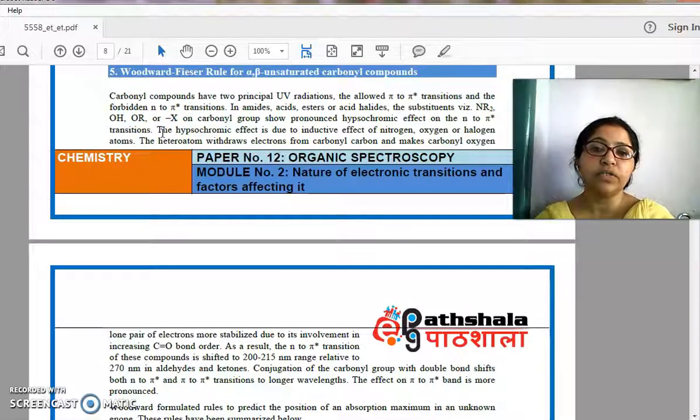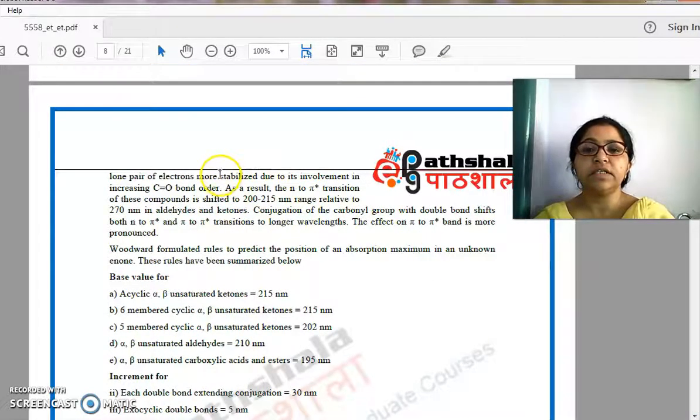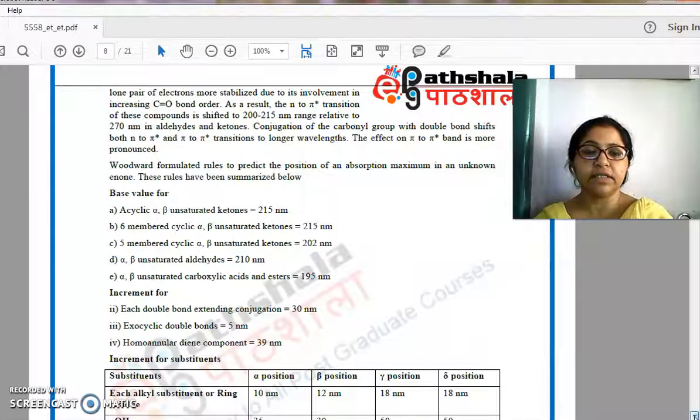Heteroatoms withdraw electrons from the carbonyl carbon and make the carbonyl oxygen lone pair of electrons more stabilized. Since it is becoming more stabilized due to its involvement in increasing the C double bond O bond order, the n to pi star transition will shift towards the blue end. Okay, so to the 250 range relative to 270 nanometer in aldehydes and ketones. Therefore let us see if we are getting our expected result.